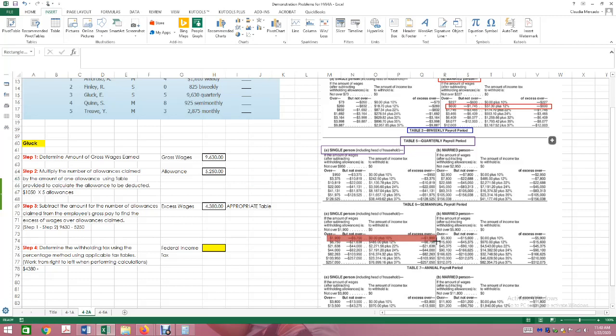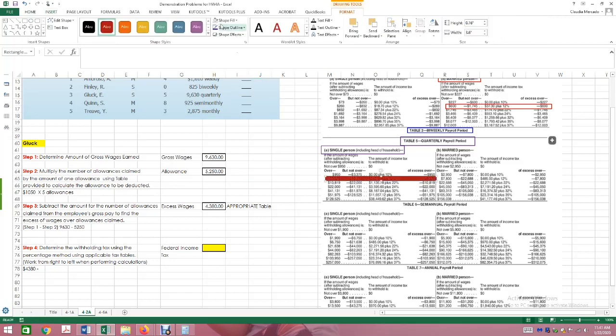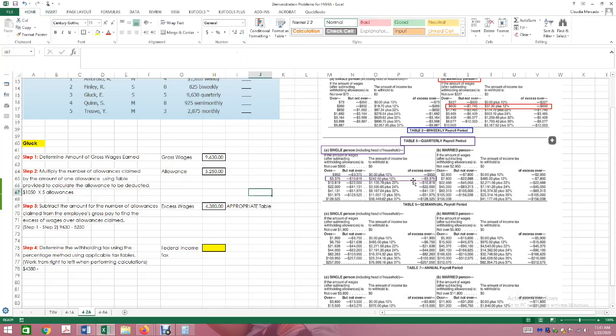Oh, sorry, I'm using the wrong table. You see how easy? It's right here. Insert shapes. Okay, so we're looking at the quarterly because this employee gets paid quarterly, and we're looking for 4380. So it's going to be the second right here, 4380. See, I was looking at the wrong table. Something as easy as that will cause the whole problem to be wrong.